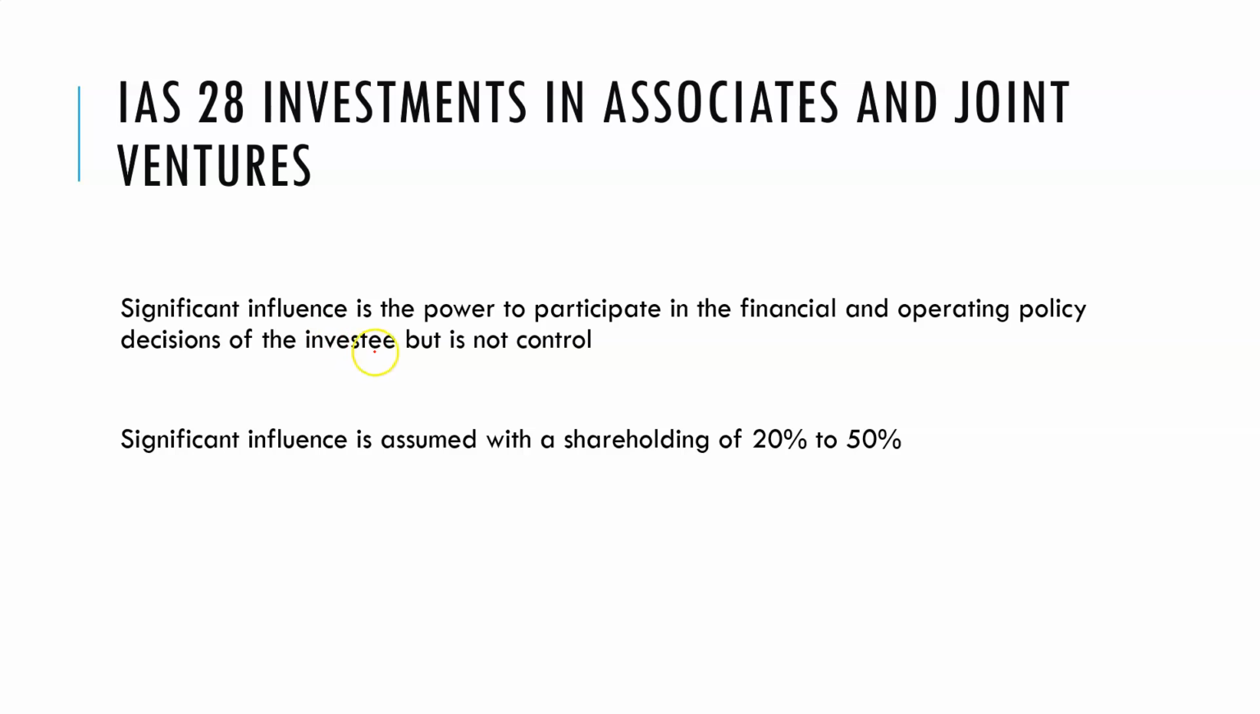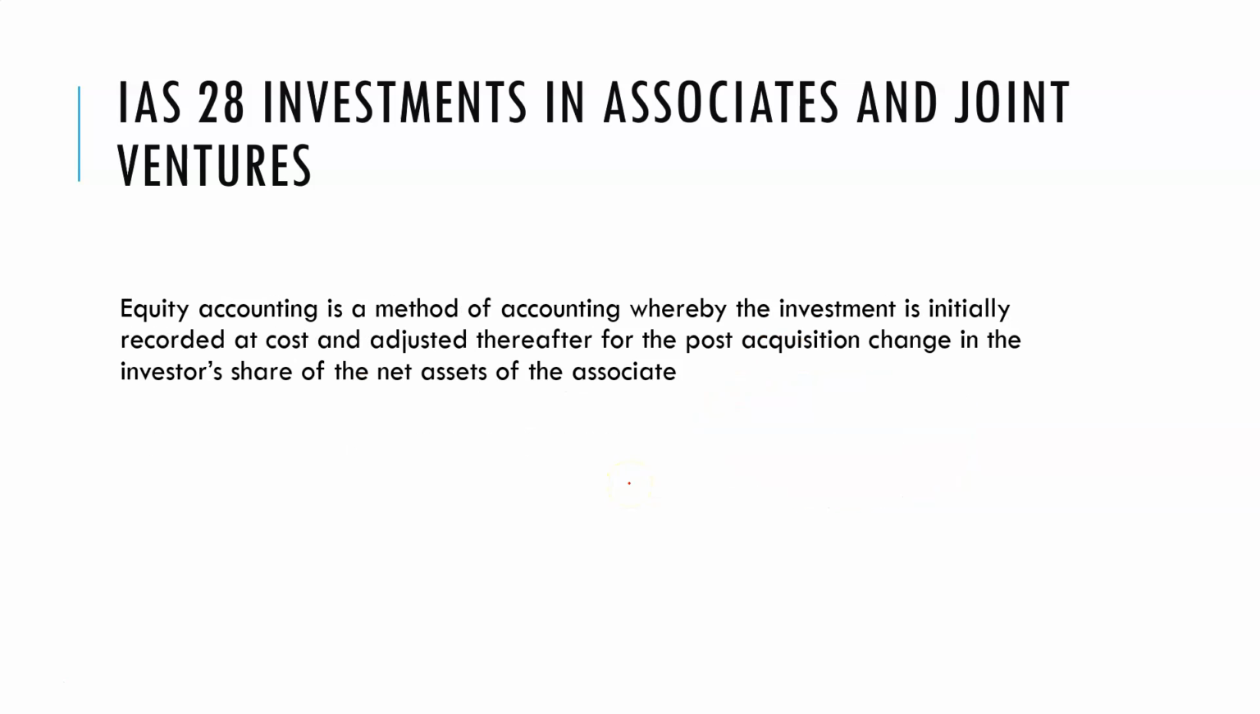So we recognize it as this idea of having significant influence. Significant influence is the power to participate in the financial and operating policy decisions of the investee, but it is not control. And this is assumed to be a shareholding of 20% to 50%. Equity accounting is the method of accounting whereby the investment is initially recorded at cost. So when you buy the thing, you debit your investment and credit bank. Let's just assume you paid out of the bank.